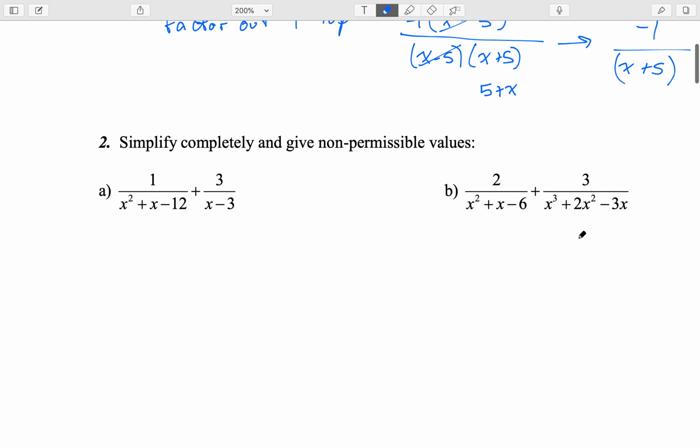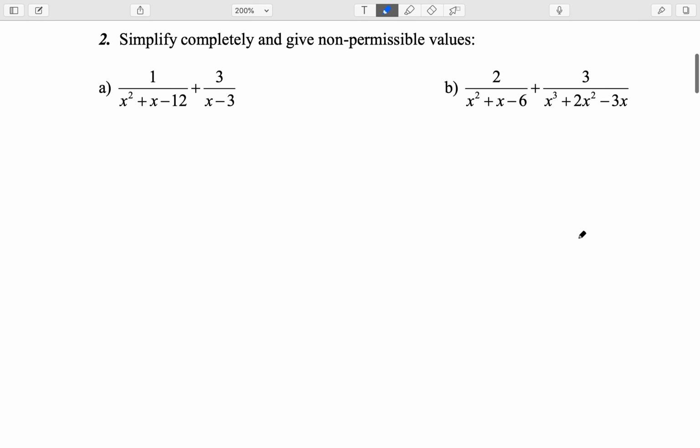So okay, let's try a few more of these. These are kind of like the ones we were playing with on Tuesday. So what do we got here? This is 1 over a trinomial. I know that this is going to be two factors. Two numbers multiplied to negative 12. So it's x plus 4 and x minus 3. And by luck, there it is. There's the other factor, x minus 3.